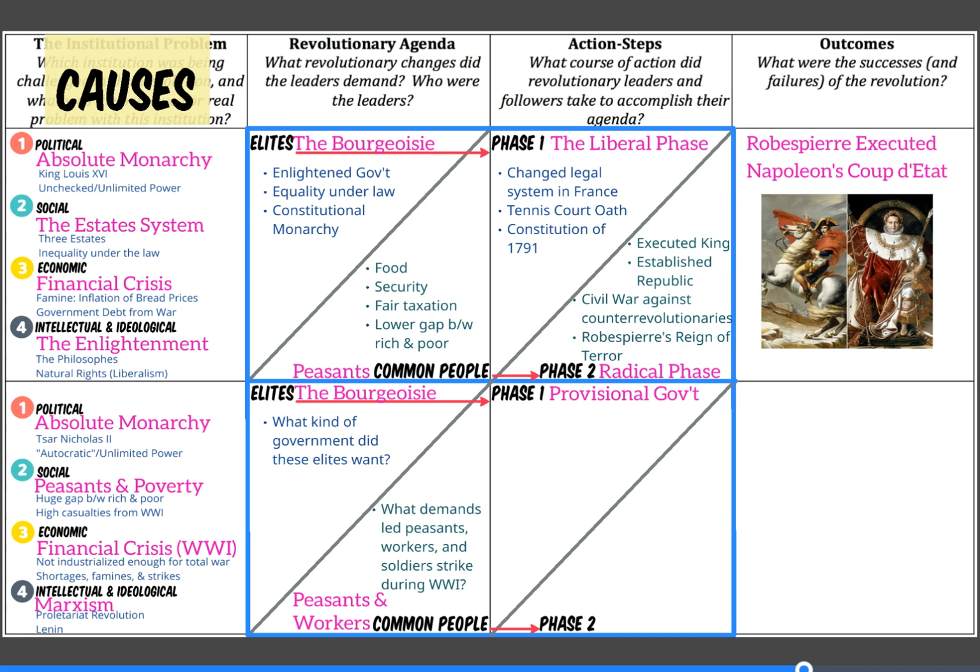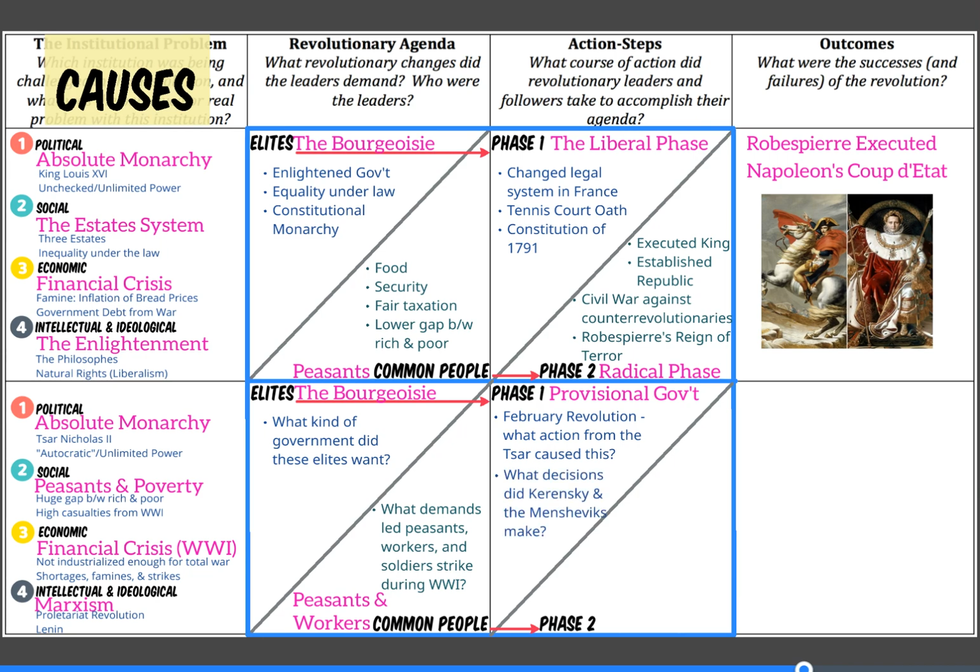The agenda of the elites is what causes the first phase of the Russian Revolution, which is the establishment of a provisional government. So this is called the February Revolution. It actually happened in March on our calendar, but Russia was using a different calendar at the time. So what action from the Tsar ended up causing the February Revolution that established the provisional government? And any actions taken by the provisional government, include them in that box.